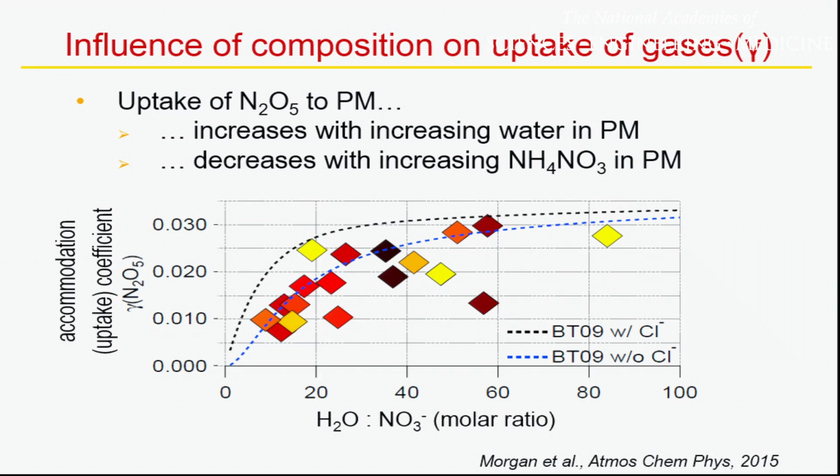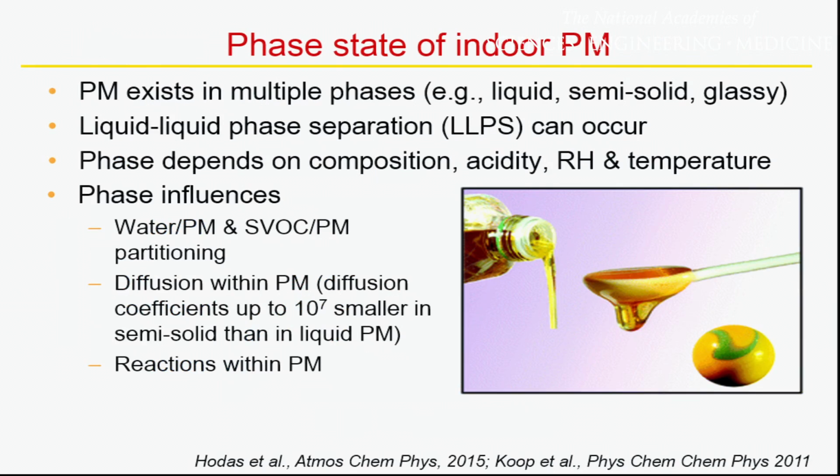Now, this is just one example. Similar observations have been made for a number of gas phase species, and this applies whether we're talking about outdoors or indoors. The phase of indoor PM is also an important parameter to consider. PM can exist in the liquid phase, in the solid phase, in a glassy phase. We can have multiple phases in the same particle. We can have 2 different liquid phases in the same particle.